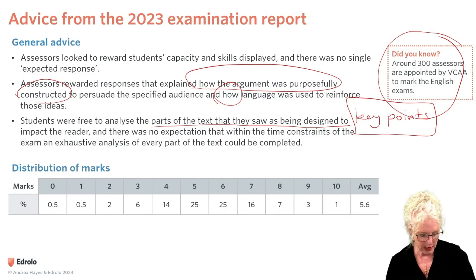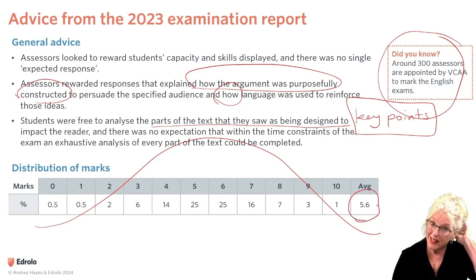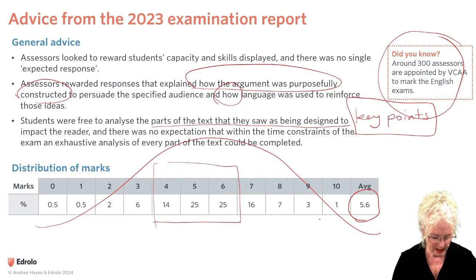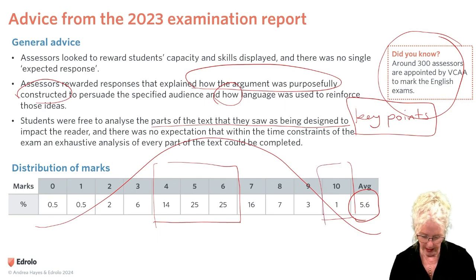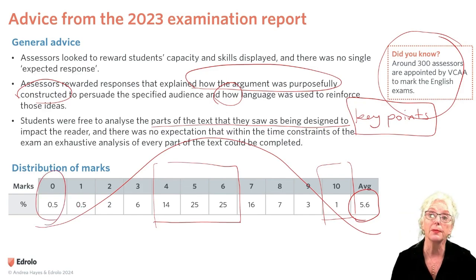The distribution of marks, as I said, is this norm curve. The average for last year was 5.6 out of 10. And you can see here, this is where lots of your marks are. You can see how very few get 10. And you can see that we have some who don't even attempt this section because they've run out of time.